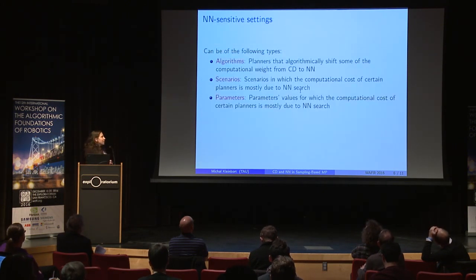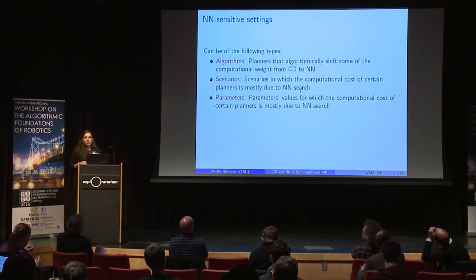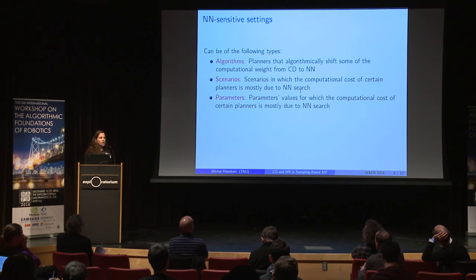Okay, so the second thing we do is that we characterize settings which we call NN sensitive, in which the time spent on nearest neighbor search is far from negligible, and it may even dominate the time spent on collision detection. And these settings can be of the following three types: NN-sensitive algorithms, which are planning algorithms that algorithmically shift some of the computational cost from collision detection to nearest neighbor search. And an example is the MPLB algorithm that I mentioned earlier.